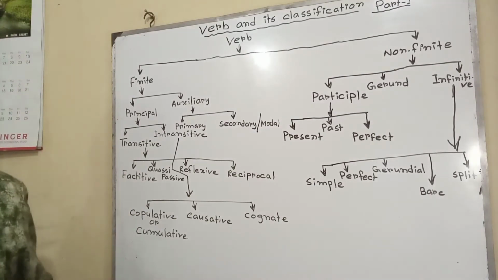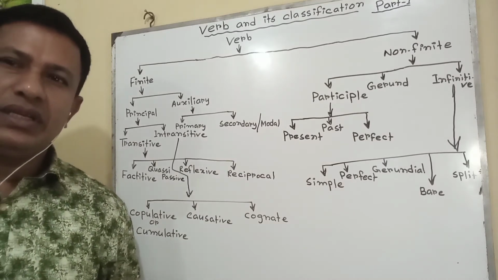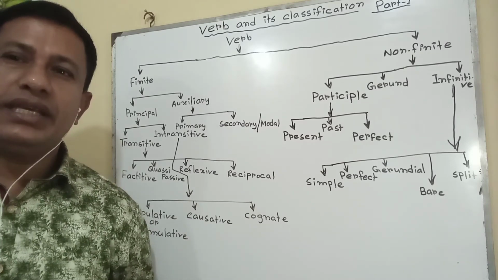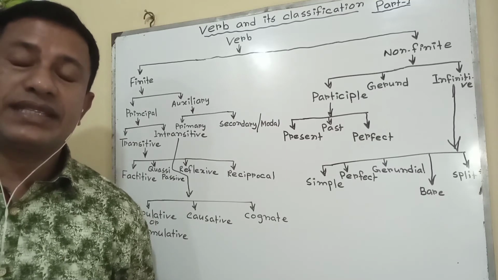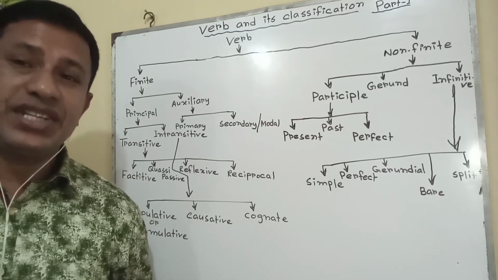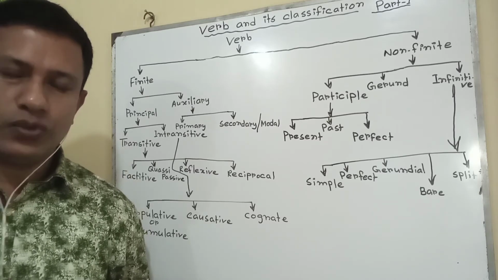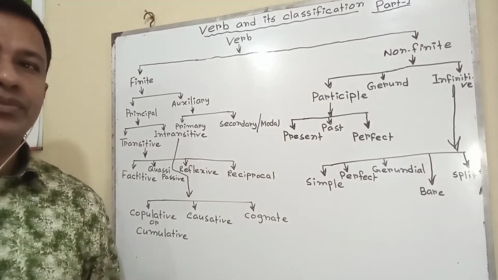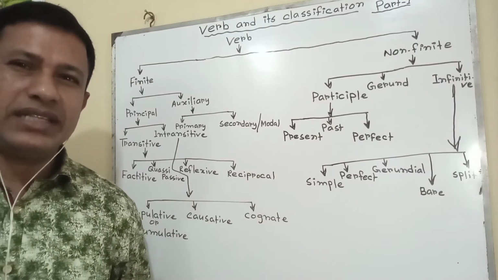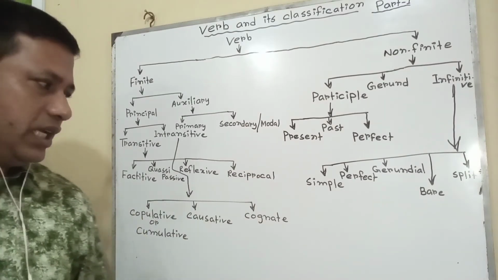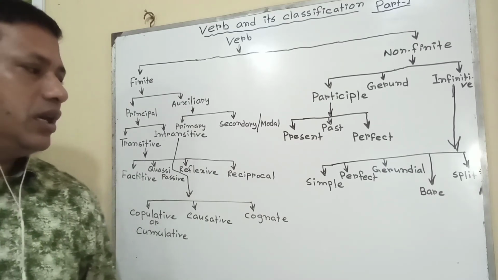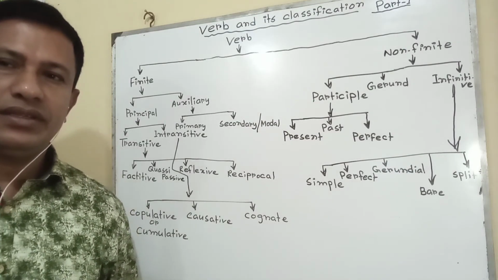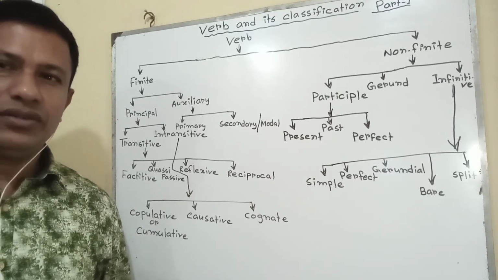Cognate: the verb which accepts a similar word as object is called cognate, such as he runs a race, he sings a song, he dreamed a sweet dream. The verb which accepts a synonymous word as object is called a cognate verb, such as he runs a race, he sang a song, he dreamed a sweet dream.